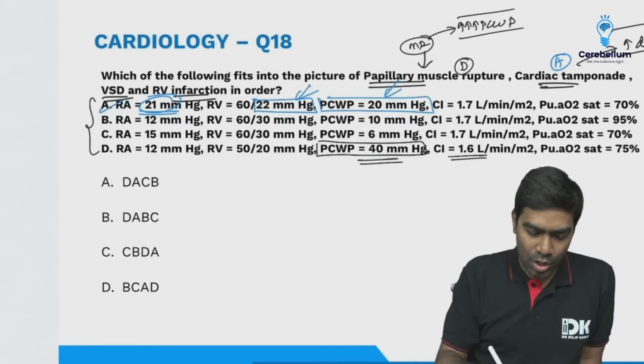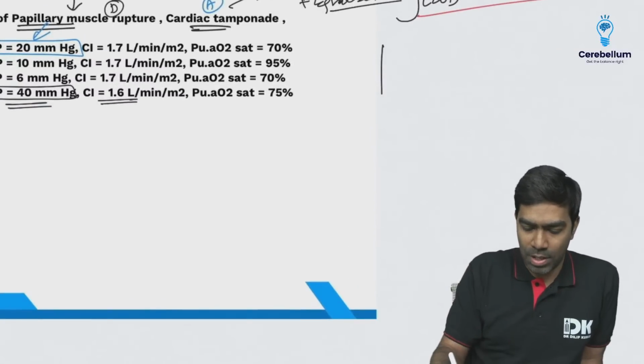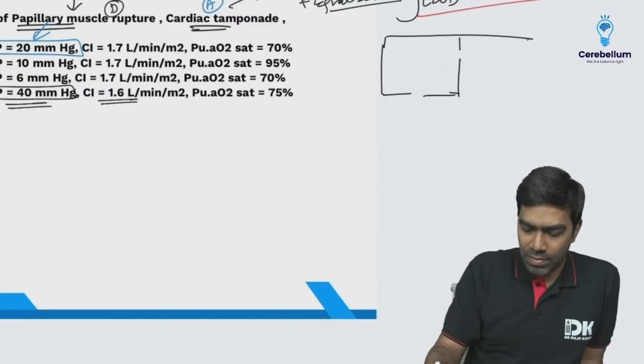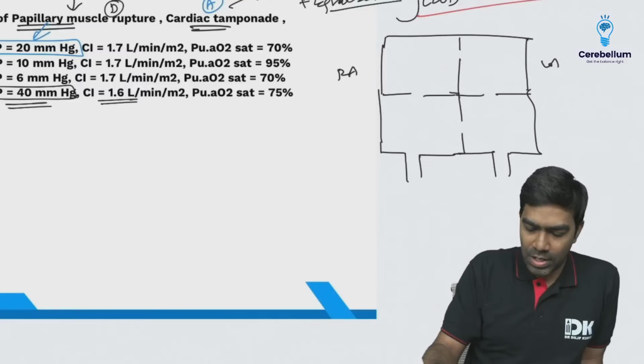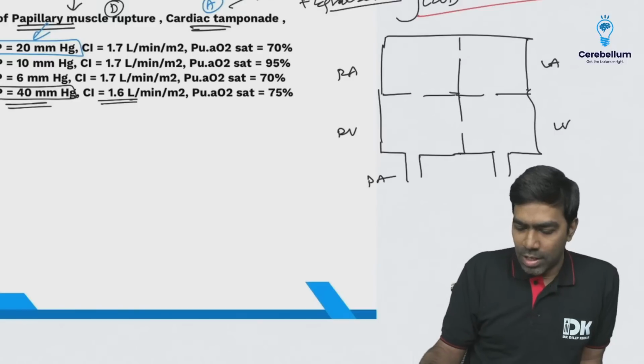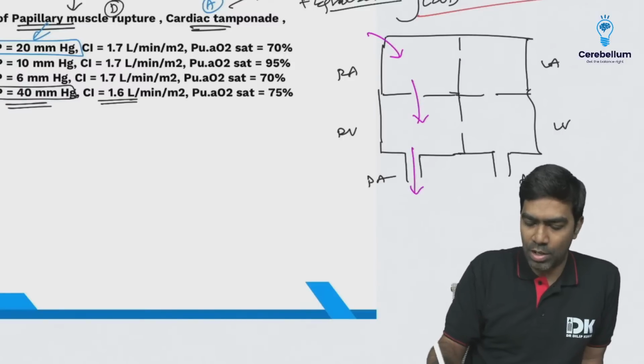And what about your VSD? What happens in VSD? So generally whenever there is a defect, this is a very common thing that you may need to know. So you have the tricuspid valve, and let us assume what happens in ASD and VSD. So let us assume this is the ASD case and the same patient is having a VSD also. So this is right atrium, left atrium, right ventricle, left ventricle, pulmonary artery, aorta. What normally happens? The blood comes into right atrium, then into right ventricle, then into pulmonary artery.